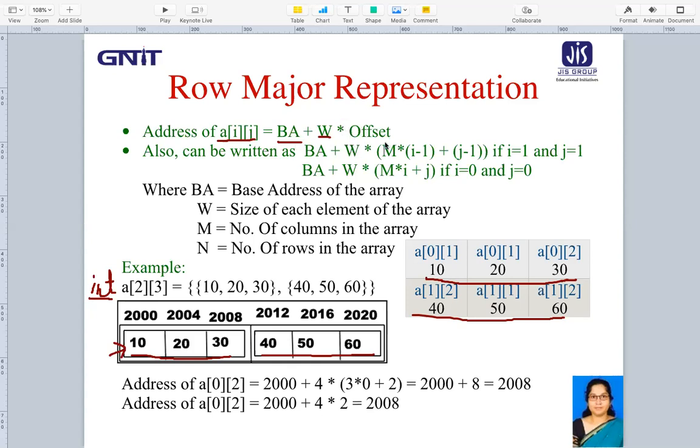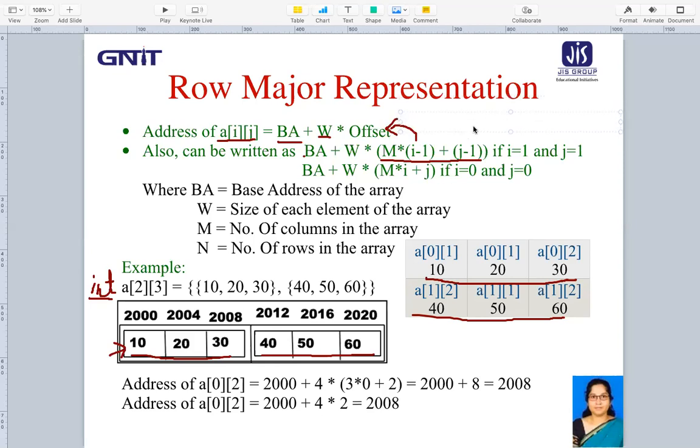We can either use this formula, or we can also use this other formula where the indices start from 1, that is, i equals 1 and j equals 1. Then we have to use this formula: BA plus W into m into i minus 1 plus j minus 1. If you see this part nicely, this is basically the formula of the offset. So what was the formula of the offset for the row major? Let me just write it down once.